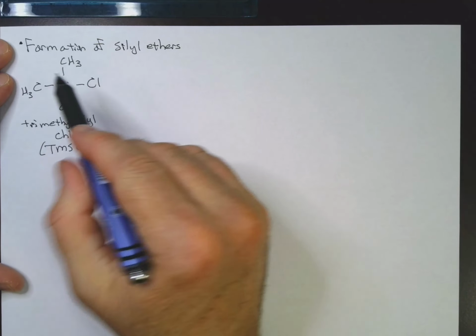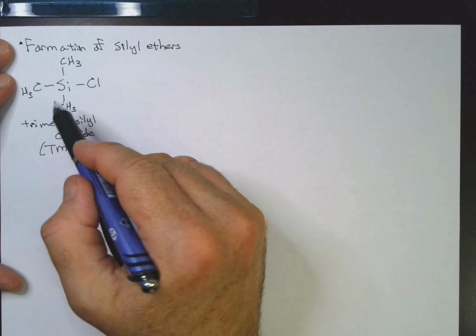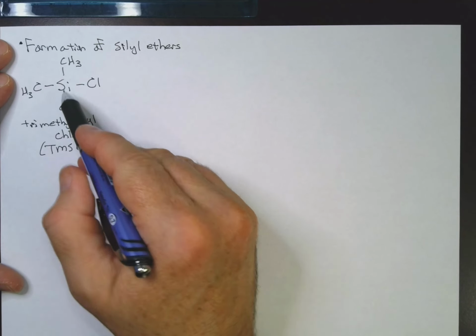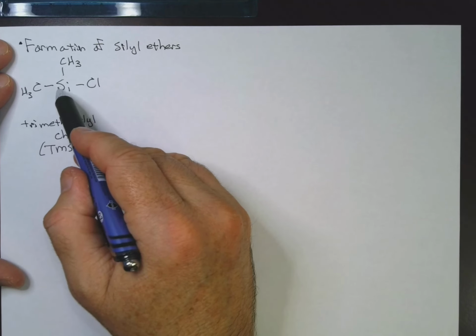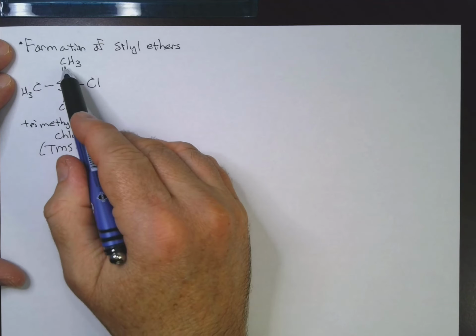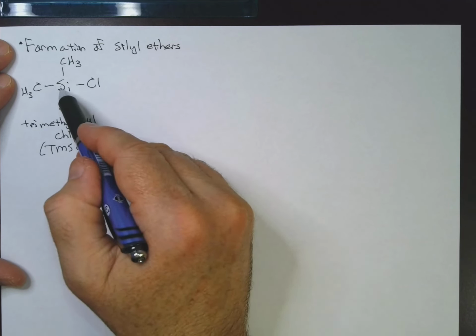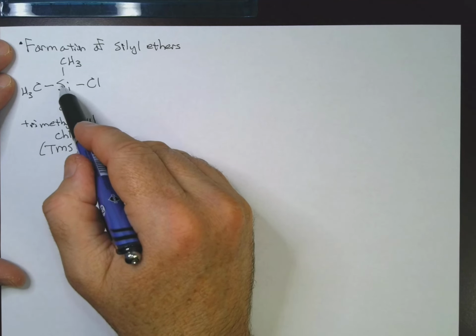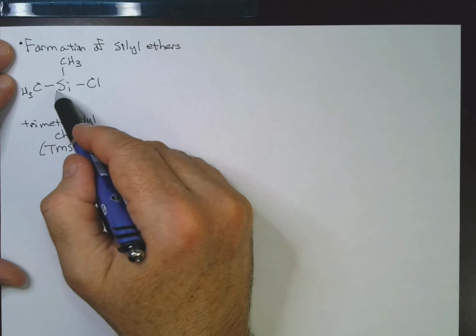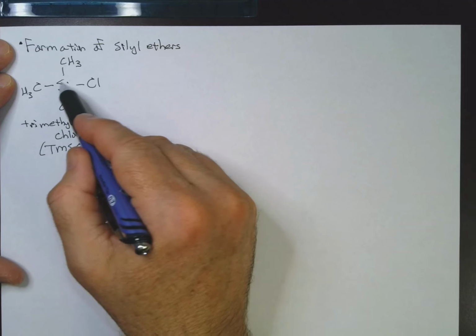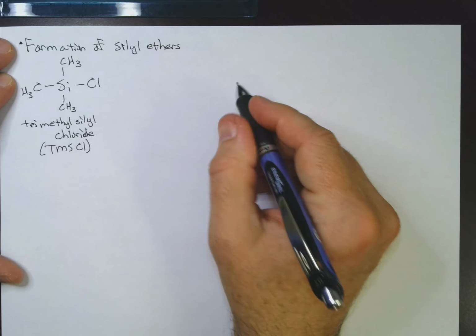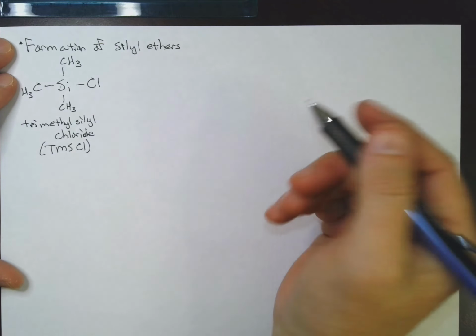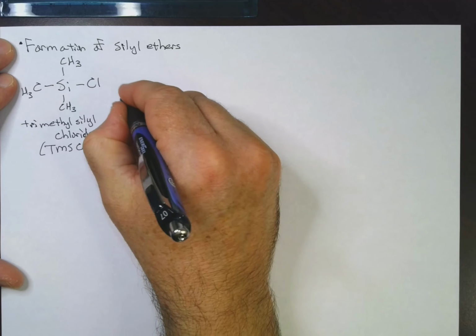And this can undergo an SN2 reaction pretty readily because the silicon here is a lot bigger than a carbon. So even though I've got 3 substituents and the chlorine, the leaving group, on the central silicon, because the silicon's bigger, it's actually more accessible to a nucleophilic attack.